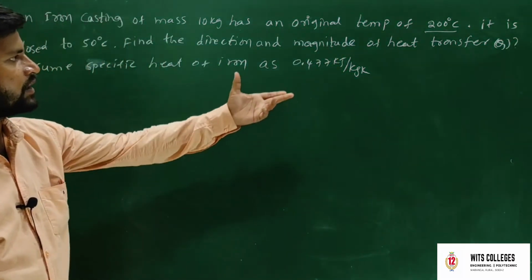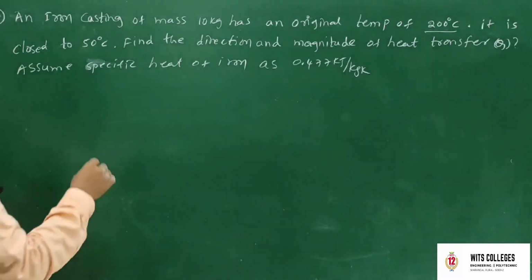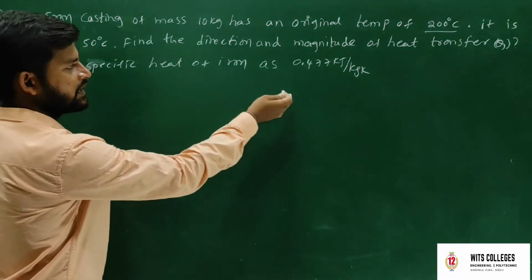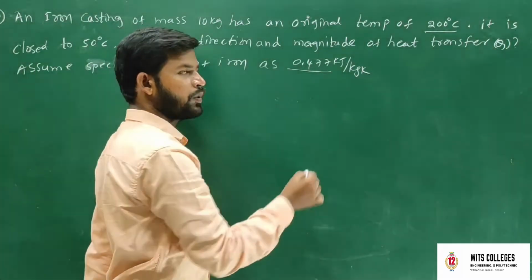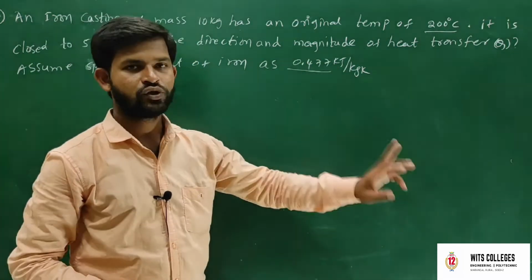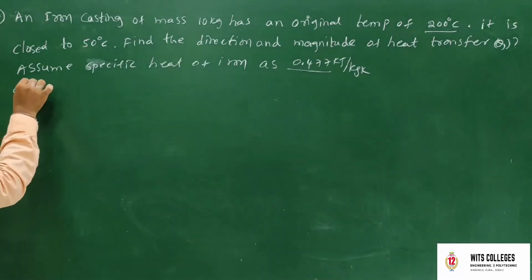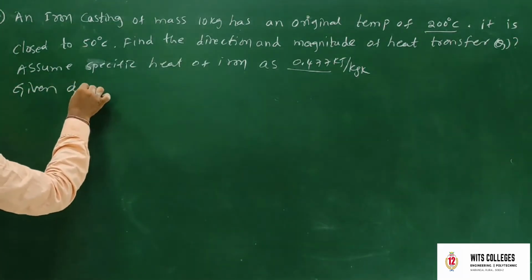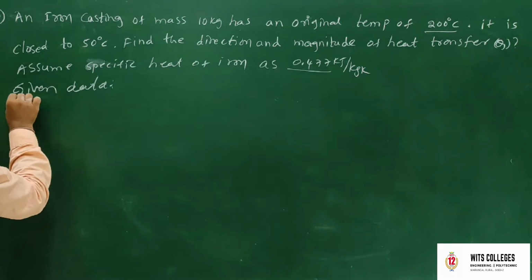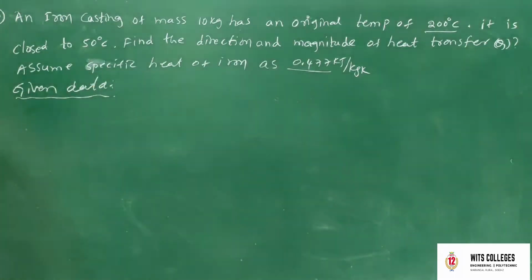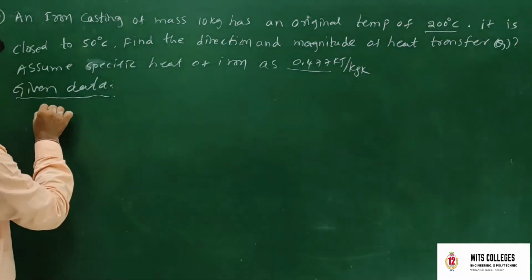What will you find out? Heat transfer, generally. Assume the specific heat of iron as 0.477 kJ/kg K. Okay, we have to write the given data, what has been given. What will be given as given data? The initial temperature.